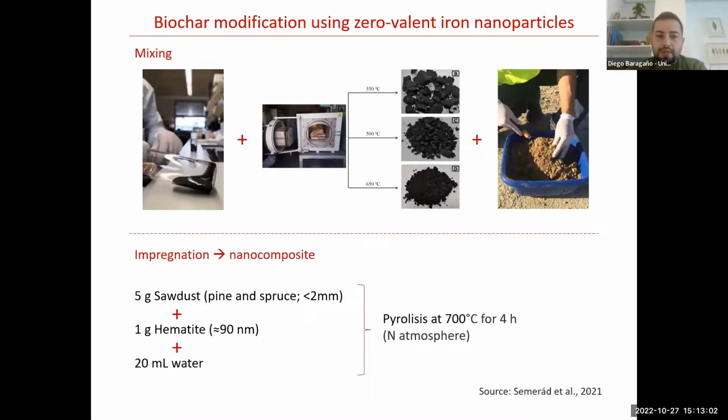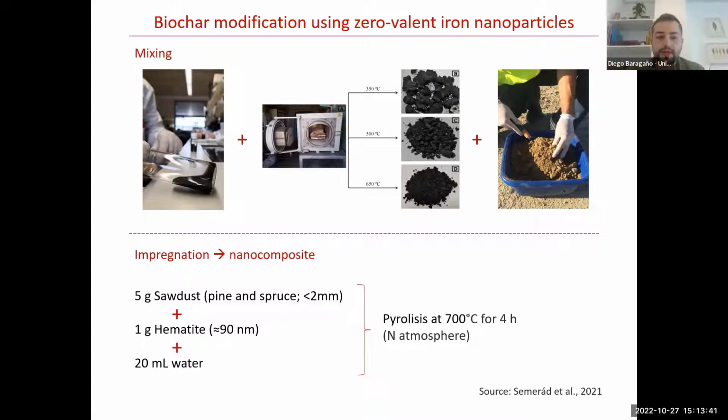So we tried two different ways. The first one was mixing the nano iron water suspension directly with the biochar that was produced at different temperatures in a pyrolysis furnace, and then mixing with the soil. So we are mixing all together, and we have some advantages and disadvantages. The first disadvantage was that the nano iron is very reactive. So when we add it to the soil, we have some problems because of the aggregates of the soil particles. So mixing with the biochar particles is quite difficult.